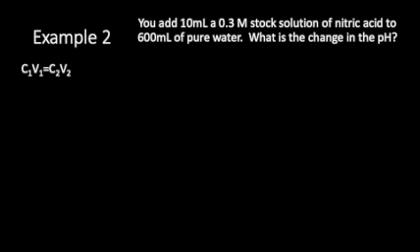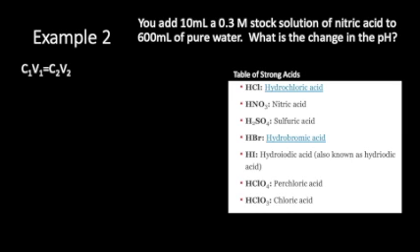You add 10 milliliters of a 0.3 molar stock solution of nitric acid to 600 milliliters of pure water. What is the change in pH? We are going to use the equation initial concentration times initial volume equals final concentration times final volume. Once again, this is dealing with a strong acid, which has 1 mole of hydrogen for every mole of nitric acid. So we know that the molarity of the nitric acid is also in that 1-to-1 ratio. That is to say that the molarity of the stock solution is the same as that of the H+ ions.